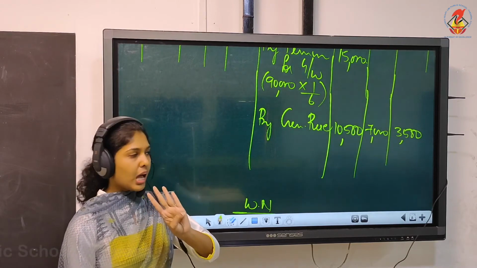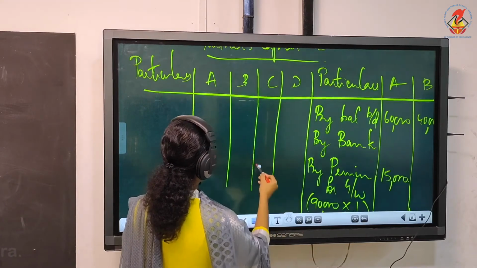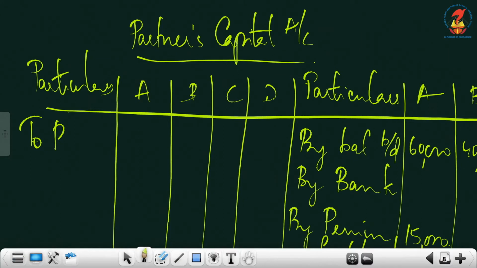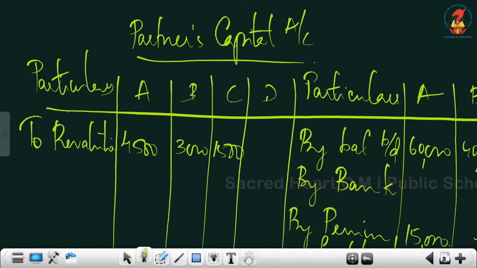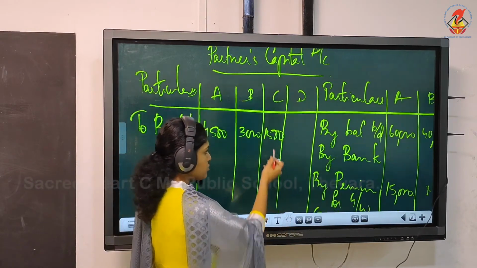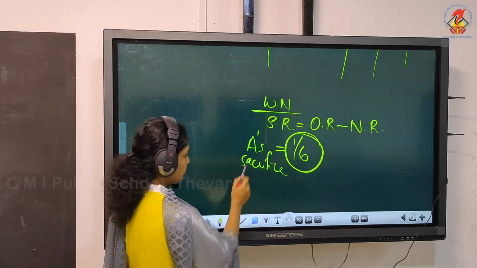There is one more step. The last step is to transfer the profit or loss on revaluation. We had a loss, so we have to transfer it to the opposite side to revaluation. Just write those amounts from your revaluation. 4,500, 3,000 and 1,500. So partners' capital account is over. Postings are over. Now we have to do adjustment of capital, and this is method number 2.